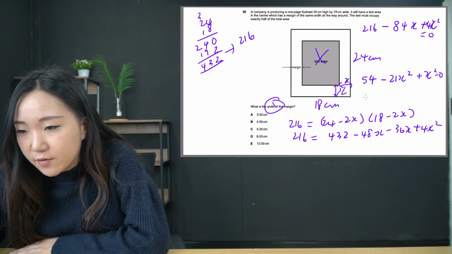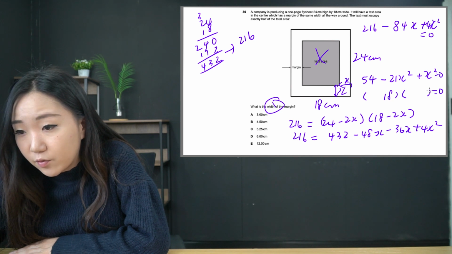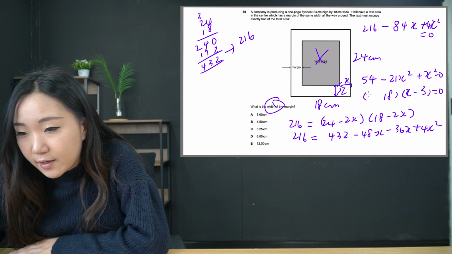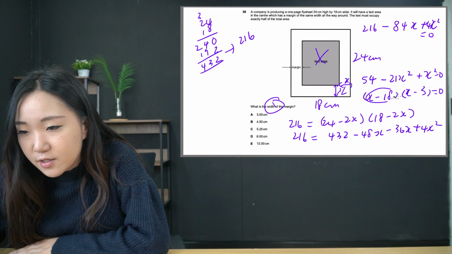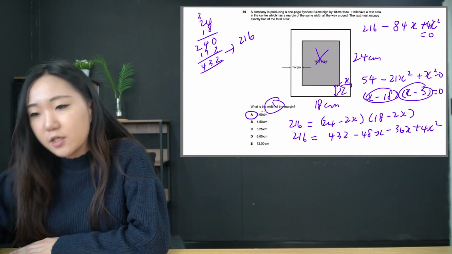Now we just need to factorize that. To make 21, 18 and 3. 18 times 3 is also 54. X minus 3, x minus 18. Obviously that is too large. So it's going to be this one. So x equals 3 centimeters.